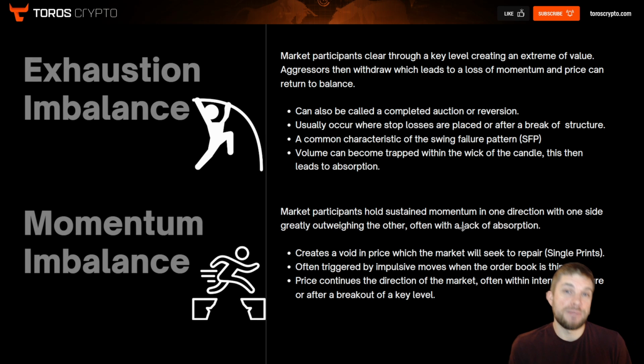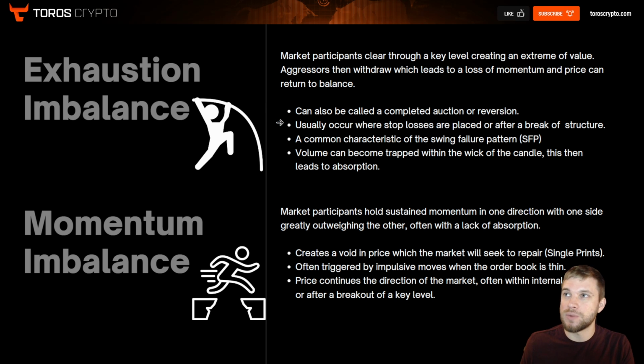So the two different types of imbalance are the exhaustion imbalance and the momentum imbalance. The first one is the exhaustion imbalance, where market participants clear through a key level, creating an extreme of value. Aggressors then withdraw, which leads to a loss of momentum, and price can return back to balance. It can also be called a completed auction or a reversion.